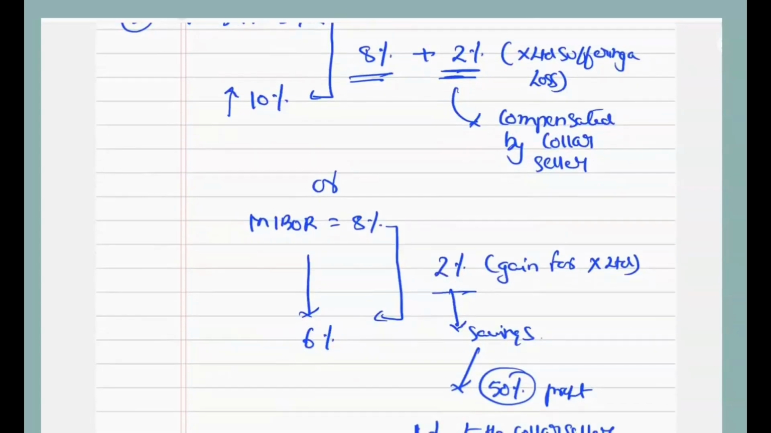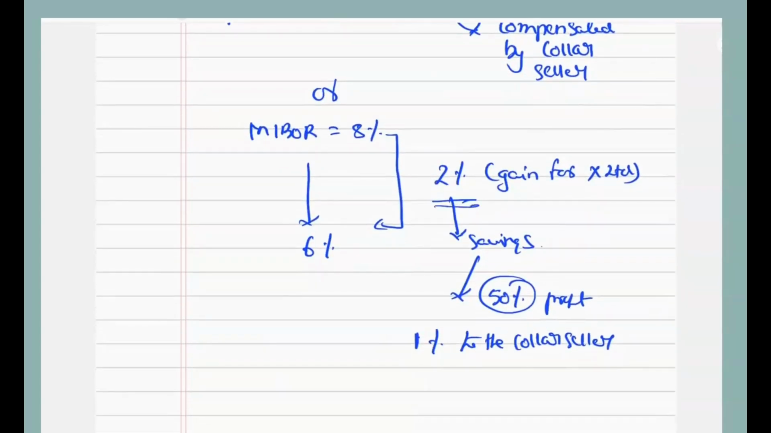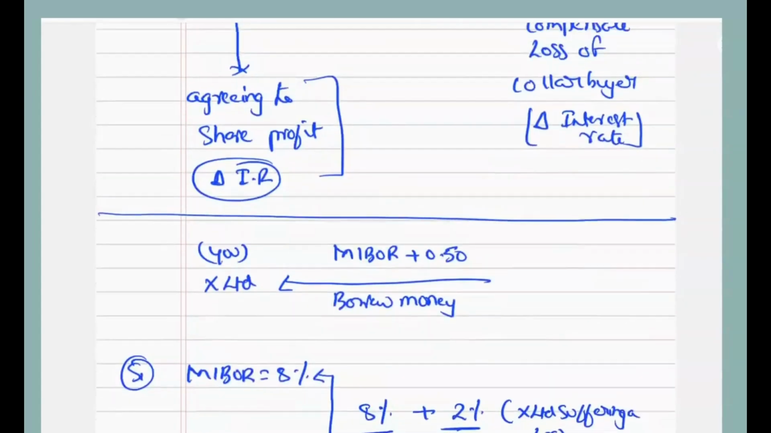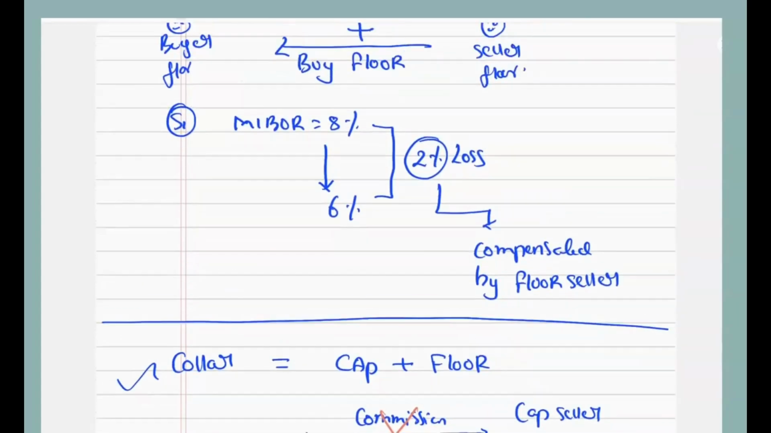So when you're having a gain, when there is a change in interest rate which is favorable to you, you have decided to have an agreement with the collar seller that you will pay 1% from whatever gain you have. So this is the simple concept of interest rate swaps.